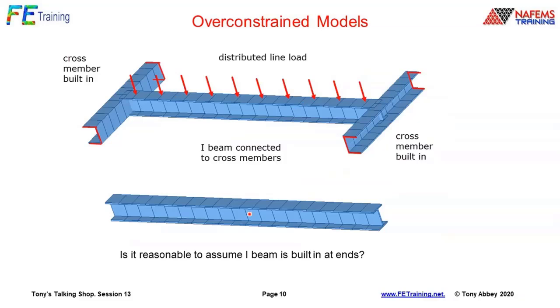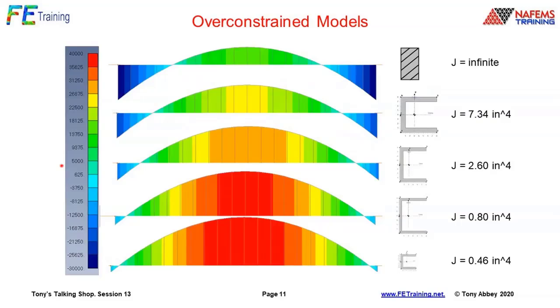And often we don't want to do a full assembly, we want to kind of simplify things. So is it reasonable to assume the I-beam is built in at both ends? So the guerrilla approach would just be to say, well, we've got structure here, let's just build it in here, build it in here. Is that a reasonable approach to take? Well, if we actually look at that, it depends on the stiffness at the boundary.